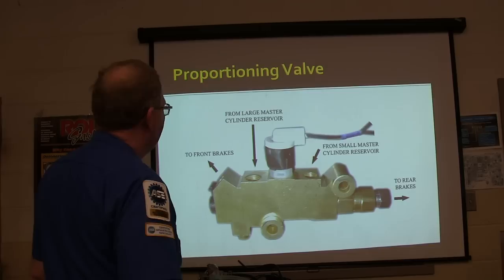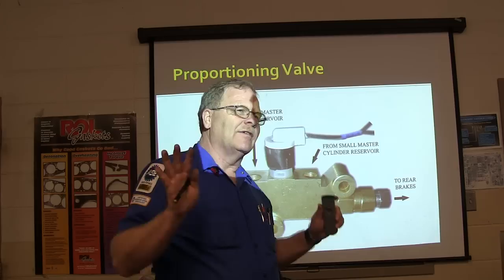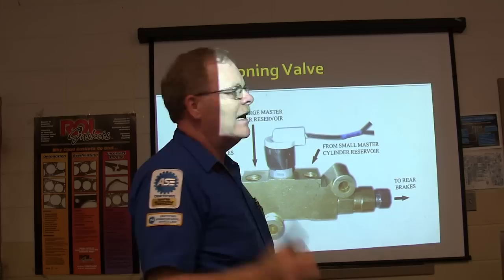Now, you got a proportioning valve here. Have you ever seen one of these? If you ever look, you'll see one on a car. We worked on a Sebring one time that the rear brakes were all rusty and weren't even being applied. They were disc brakes, and it had a bad valve. It wasn't even letting any fluid go back to the rear brake. Of course, she was stopping okay, but she wondered why her rotors were rusty.